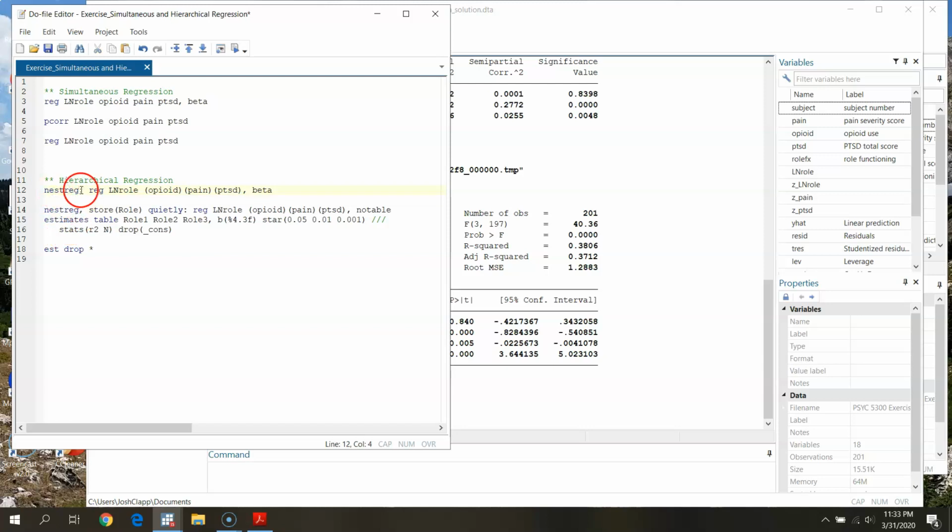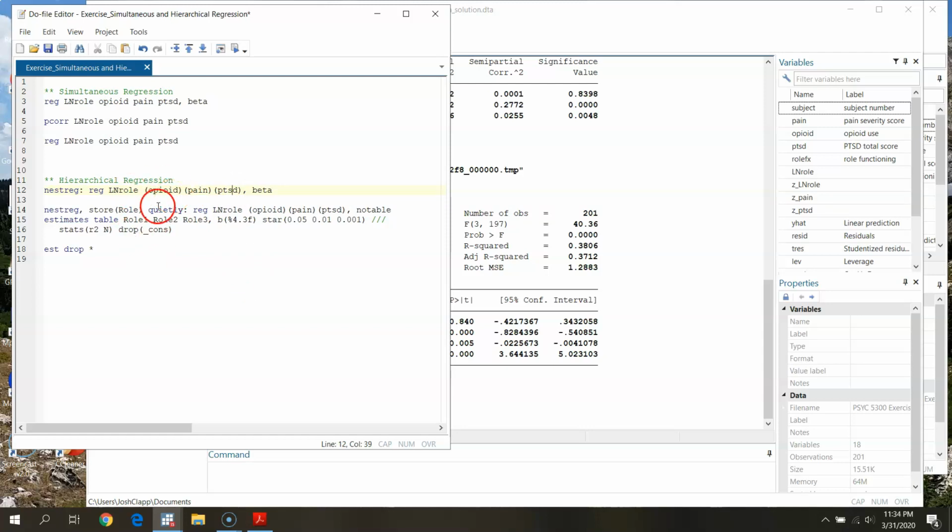So we put that, and then do colon, and then we just run our regression model. We're regressing natural log of role functioning onto opiate use, pain, and PTSD. Within these parentheses, you're just going to include whatever variables you wanted to.